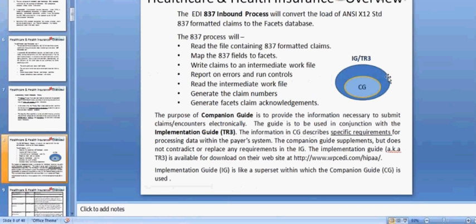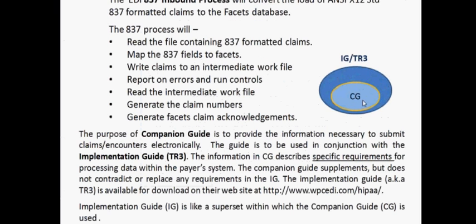So I think you all are clear, right? Whenever we see a companion guide, you should know that it's a very detailed document that describes the specific requirements. And if it is a TR3 document, then you should know that this is a high-level document that is provided by the CMS.